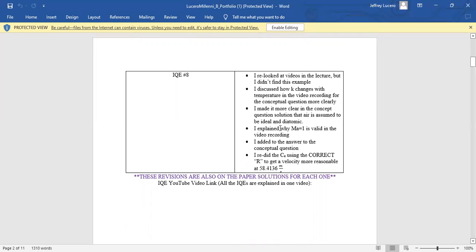I added to the answer to the conceptual question, and I redid CE using the correct R to get the velocity more reasonable at 58.4136 meters per second, which is a laminar flow. When I first calculated it, it was 280, which was turbulent, which didn't make sense for a tire puncture with a hole of 10 centimeters.